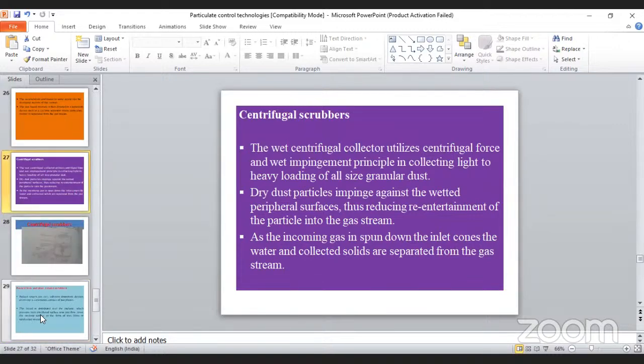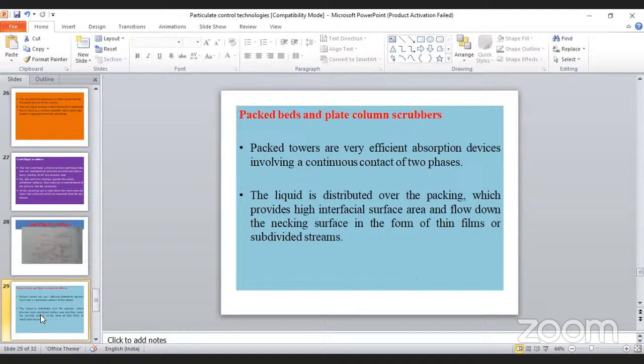That is the only difference. The packed towers are very efficient absorption devices involving continuous contact of two phases. When the gas is coming from the bottom of the column and the water is spraying from the top of the column, the point where these two fluids interact is called the two-phase interacting surface, or the interfacial property.